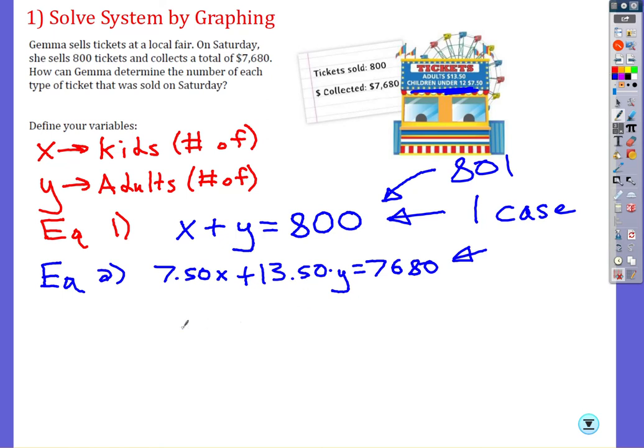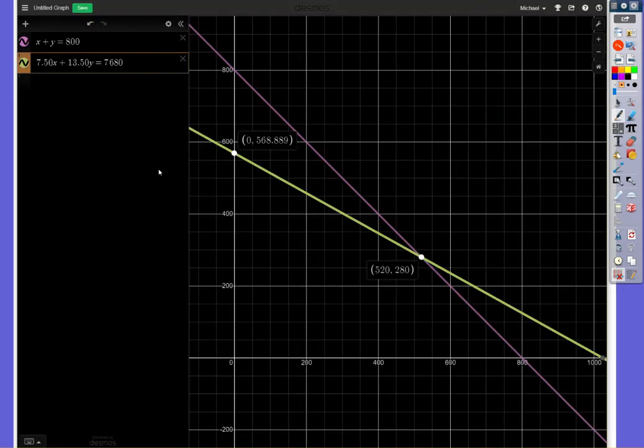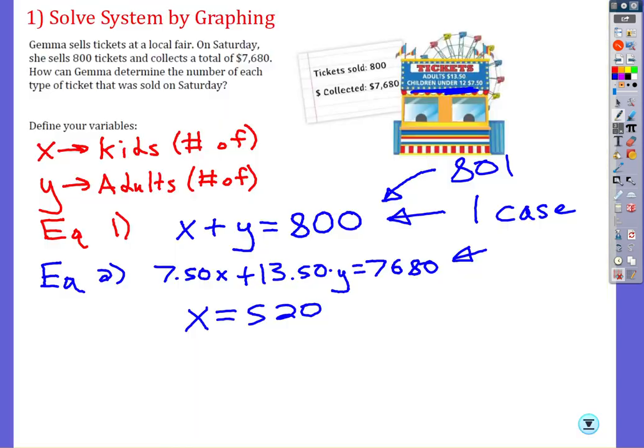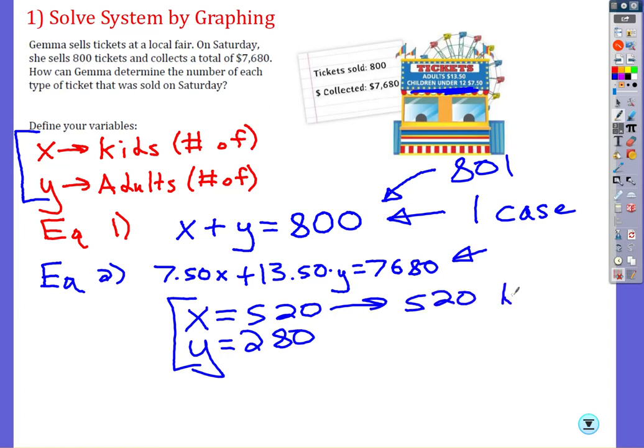So x will equal 520. And let's go back really quick. y is going to equal 280. And I go back, why did I spend this time defining my variables at the start? I know exactly what these numbers mean now. So x says at this fair, there were 520 kids, and there are 280 adults.